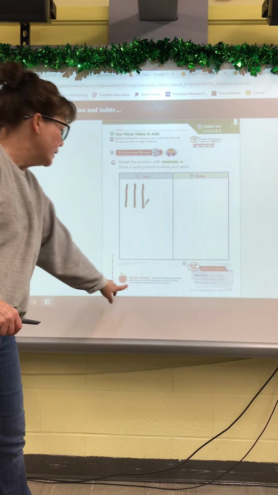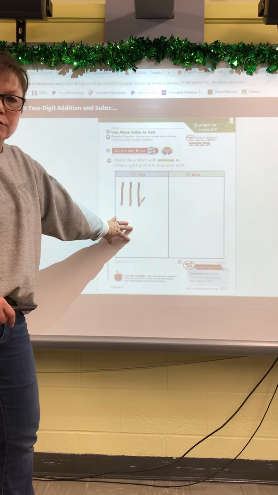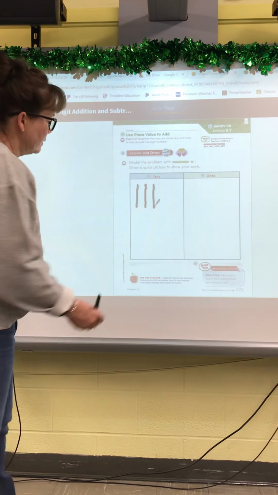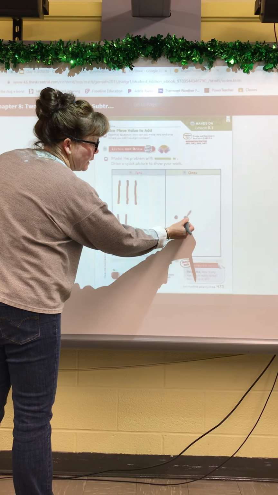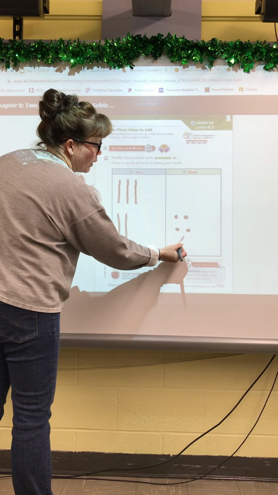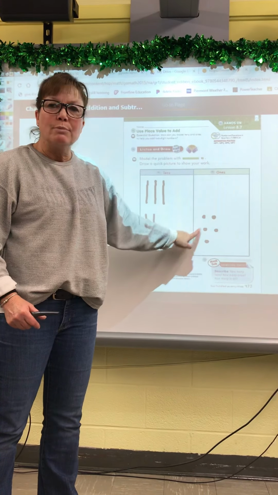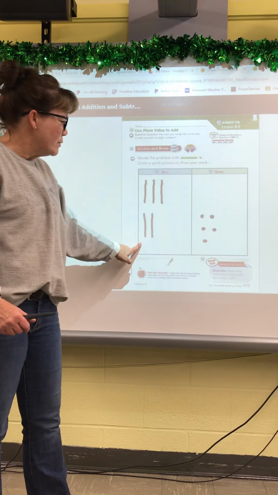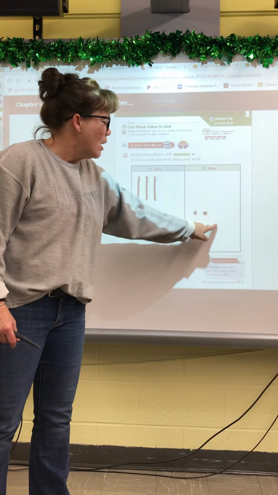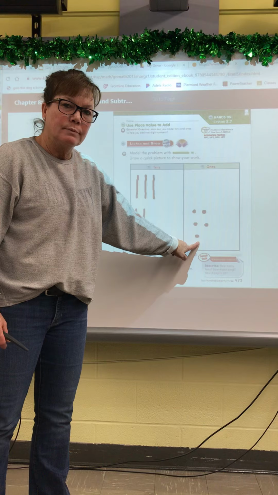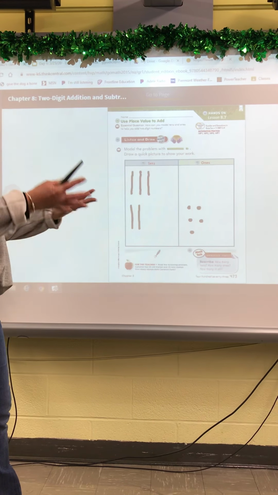Then you come down and it says he also has 25 new stamps. So we're going to illustrate the 25 new stamps. 10, 20, 21, 22, 23, 24, 25. Look at how I illustrated them. So I matched them up in partners. So right away you know that 25 is an odd number because there is an odd man left out in the ones place. Then it says, how many stamps does Cameron have all together?